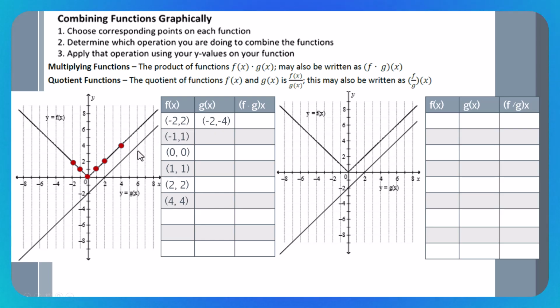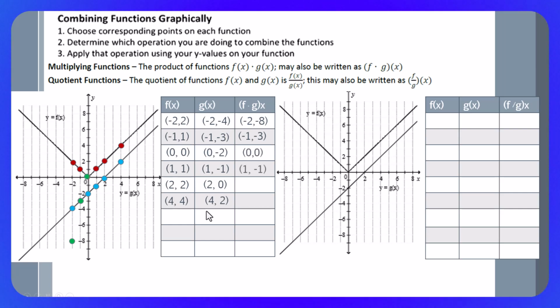So we're looking at the graph. G is going to be the linear function. So at -2, the output is -4. At -1, the output is -3. At 0, the output is -2. At 1, the output is -1. At 2, the output is 0. And at 4, the output is 2. So let me plot those points.